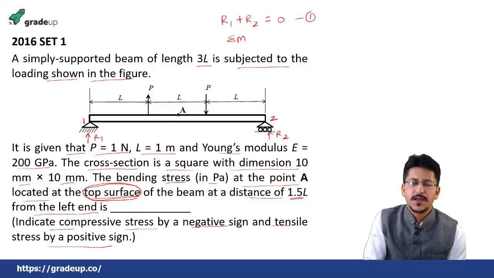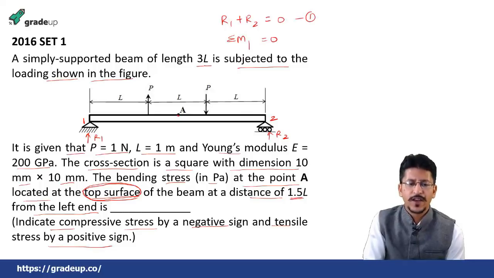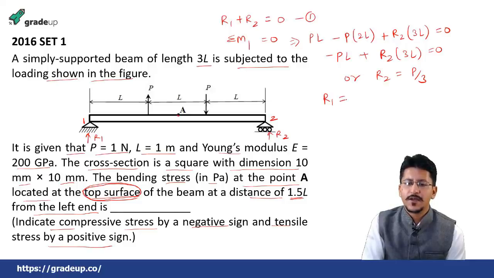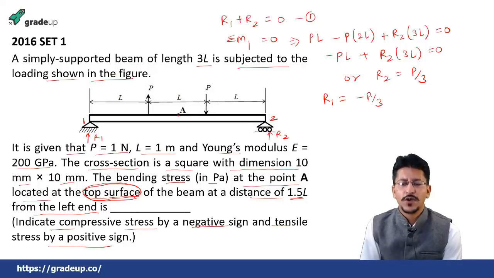Then taking the moment about point 1 equal to 0, what you will have? P into L is positive, minus P into 2L, minus R2 into 3L equal to 0, or you will have minus PL plus R2 3L equal to 0, or R2 will be equal to P by 3. So R1 will be equal to minus P by 3. This you have got: R1 equal to minus P by 3 and R2 equal to P by 3.